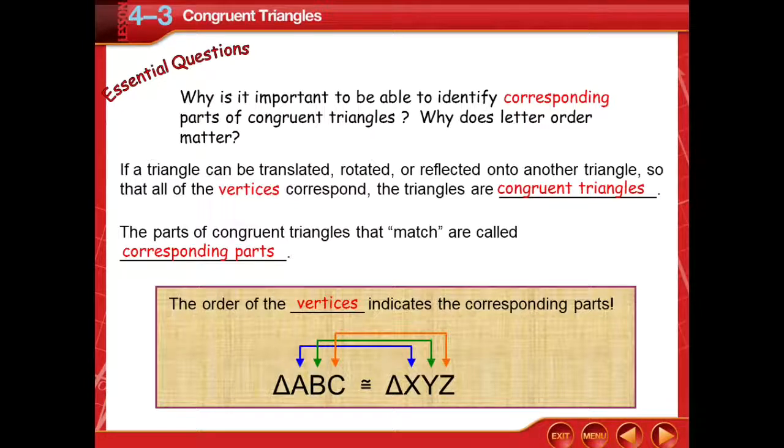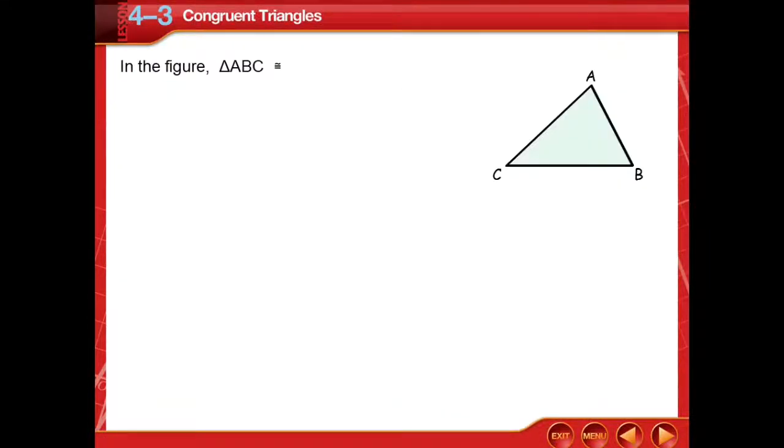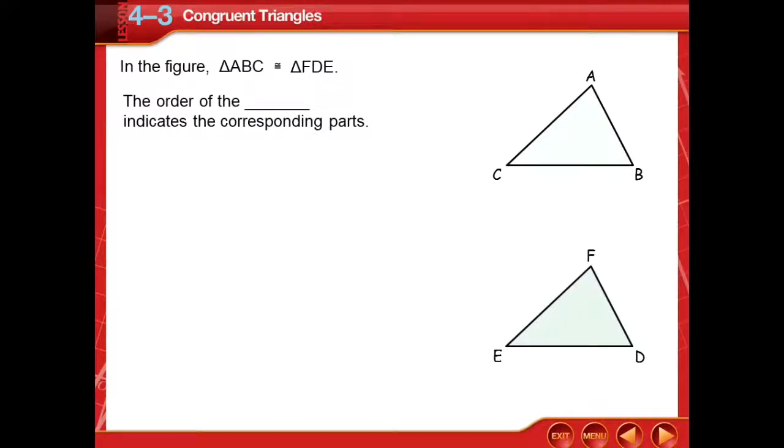You don't even need a picture to know what is congruent, because just with this one congruency statement, so this is called a congruency statement because it has a congruent symbol in between, this congruency statement tells us what is congruent, and I can draw my own picture. So here is triangle ABC. I have just created triangle FDE that is congruent to triangle ABC. The order of the vertices indicates the corresponding parts. So I have my congruent triangles.